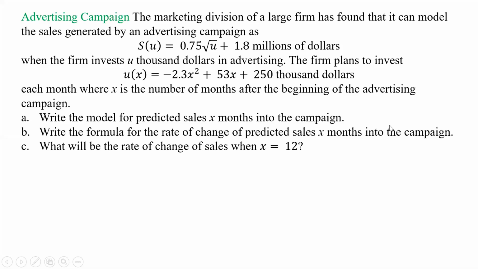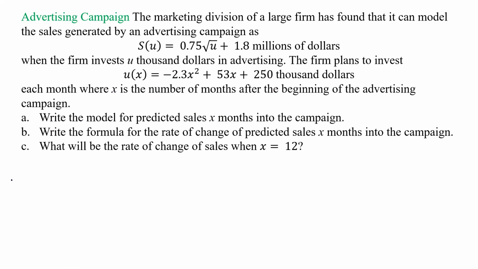All right, so now we're going to do advertising campaign. This says the marketing division of a large firm has found it can model the sales generated by an advertising campaign as S(u) = 0.75 times the square root of u, plus 1.8 millions of dollars, when the firm invests u thousand dollars in advertising. The firm plans to invest u(x) = -2.3x² + 53x + 250 thousand dollars each month, where x is the number of months after the beginning of the advertising campaign. So we're supposed to write a model for the predicted sales x months into the campaign.